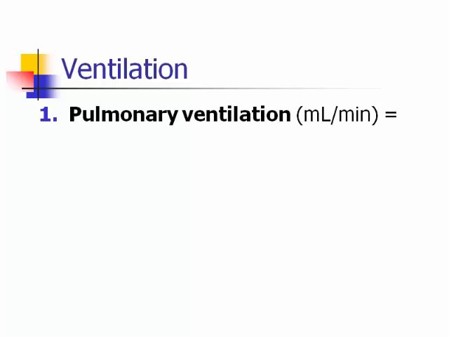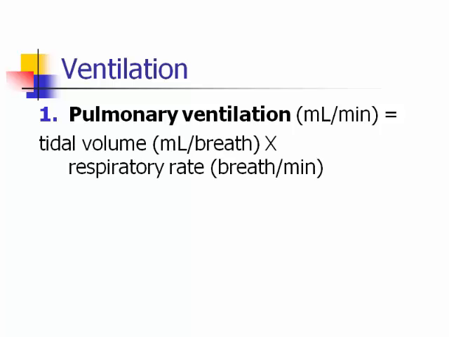The last topic is ventilation. Ventilation, remember that was breathing, right? Pulmonary ventilation is milliliters per minute. And the way you get it is by taking the tidal volume, which is how much you breathe in a breath. So remember, it's around 500 milliliters per breath, times your respiratory rate. So you breathe between 12 and 18 breaths per minute.